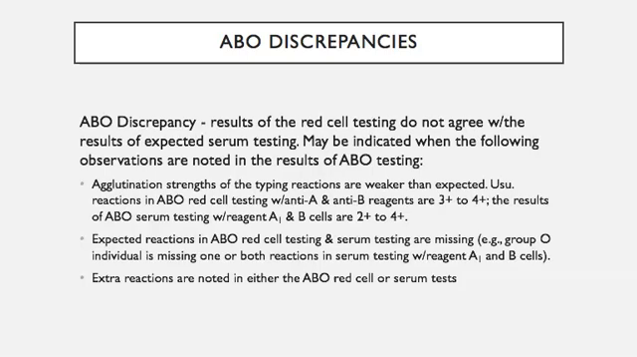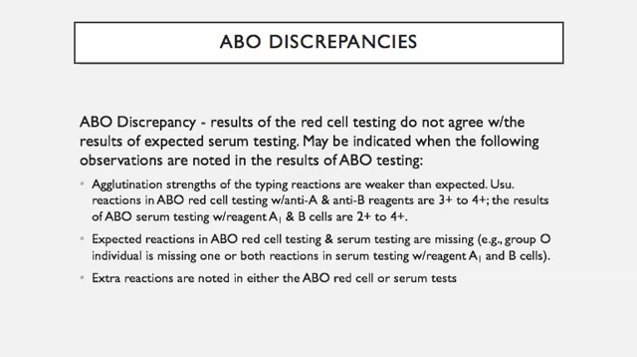Okay, some different ABO discrepancies that can occur. A discrepancy just means that you're getting test results that you do not expect. So with an ABO discrepancy, you've got an ABO phenotype where the results of the red cell testing do not agree with the results of the expected serum testing. So that just means your forward and your reverse type don't correspond. It may be indicated when some of the following observations are noted in the results of the ABO testing.